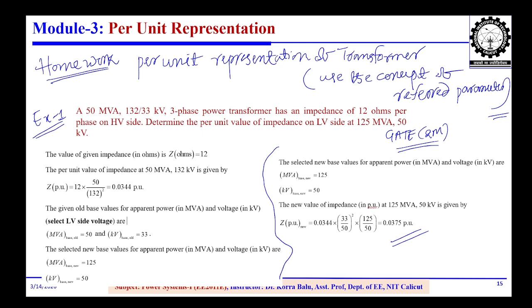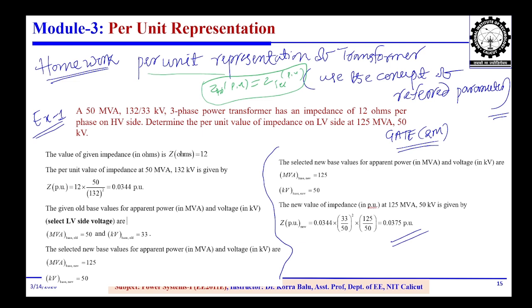Now we can work on the per unit representation of the transformer by using the concept of referred-to parameters. Ultimately, at the conclusion, the impedance in per unit on the primary and the impedance in per unit on the secondary are both the same. Z primary in per unit is equal to Z secondary in per unit, both are the same when we convert into the per unit system.